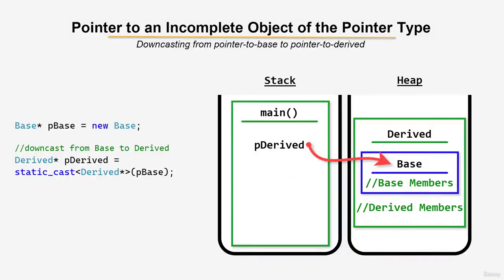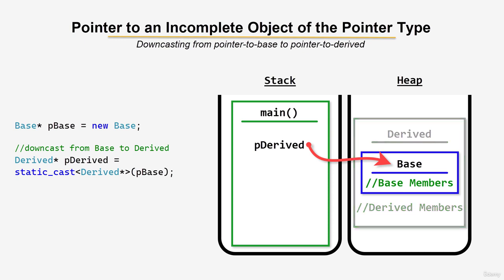Now, getting back to this, a pointer to an incomplete object of the pointer type. What does this mean? We have to sort of understand this before we continue on here. This typically happens when you downcast from a pointer to a base to a pointer to a derived, alright? So in this example, we have a pointer to a base and we allocate on the heap an object of type base. Then we want to downcast from the base to the derived for some reason. So we have a pointer to a derived type. Then we want to downcast that pointer to base to pointer to derived, in case we want to modify that type. So the issue here is, what exactly? If you give this some thought?